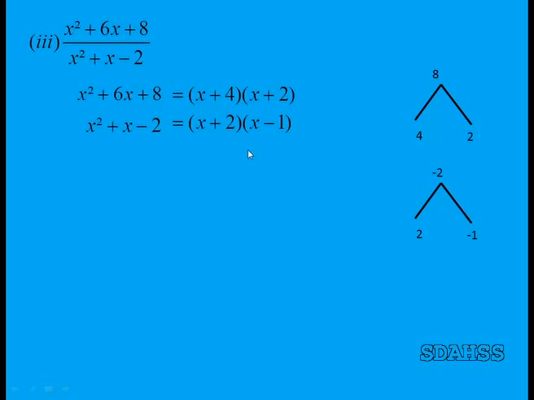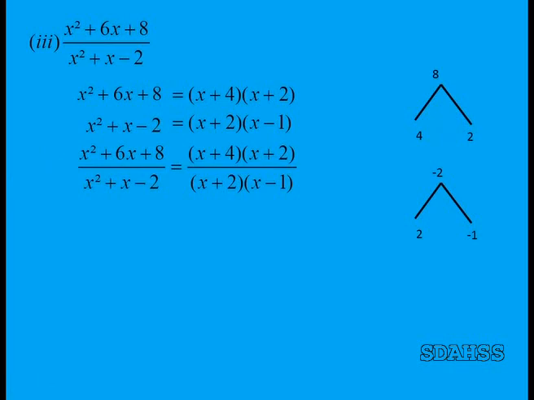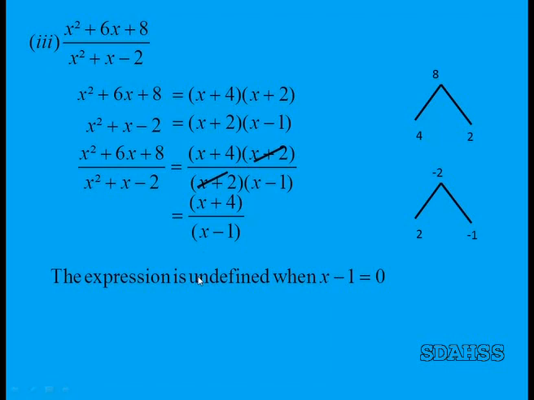Now x square plus 6x plus 8 divided by x square plus x minus 2 is equal to, in the numerator you write (x plus 4) into (x plus 2), and in the denominator you write (x plus 2) into (x minus 1). Now x plus 2 is common to both numerator and denominator. Cancel them. Then you have x plus 4 divided by x minus 1. Now the expression is simplified.